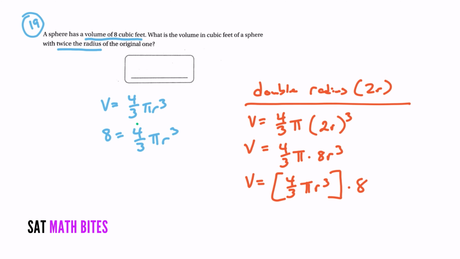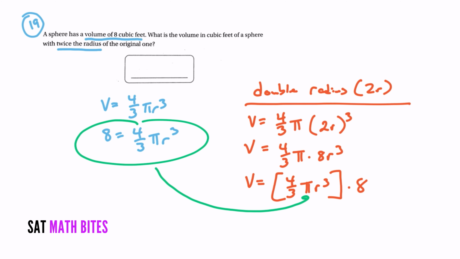but we already know that 4/3 pi r to the third is 8. So we just replace it here. So the new volume would simply be 8 times 8, which would be 64. So the answer for this problem would be 64 cubic feet.